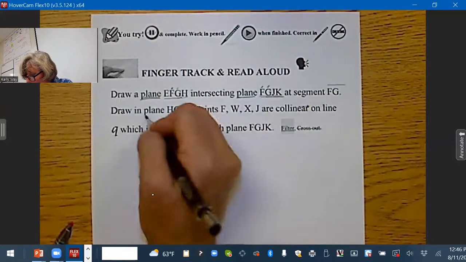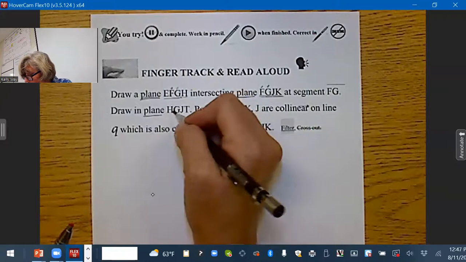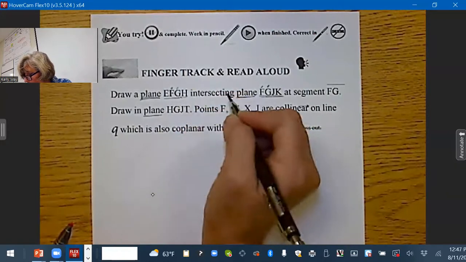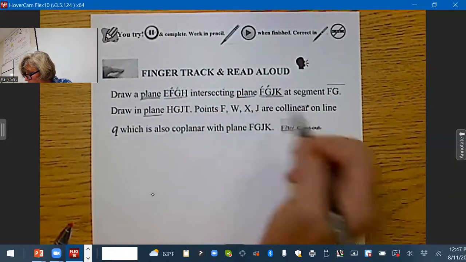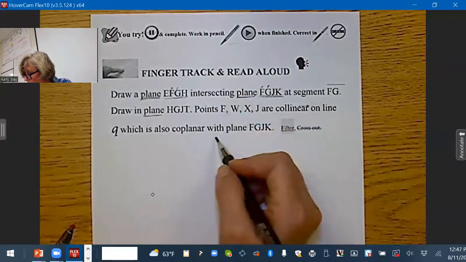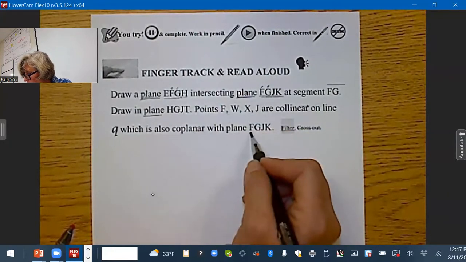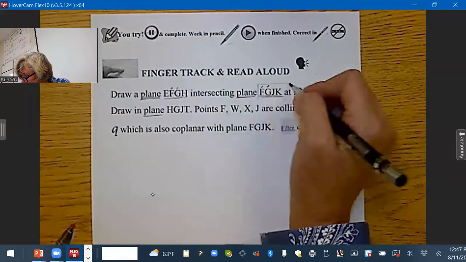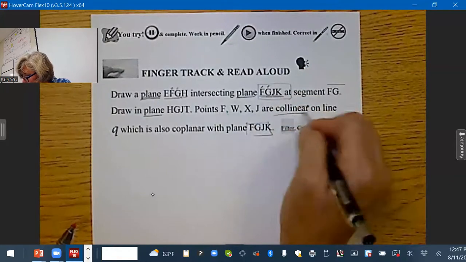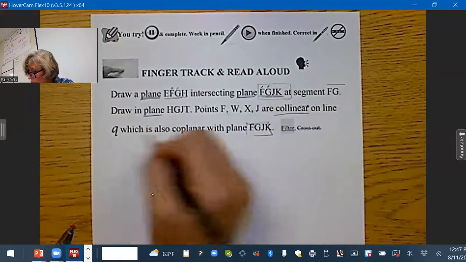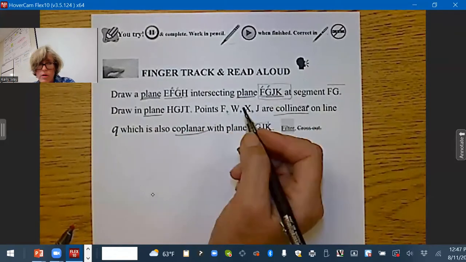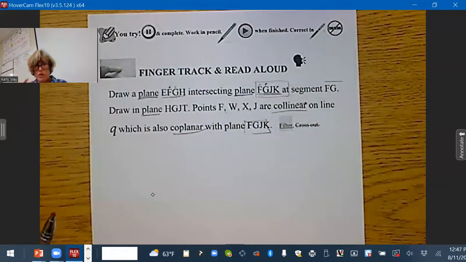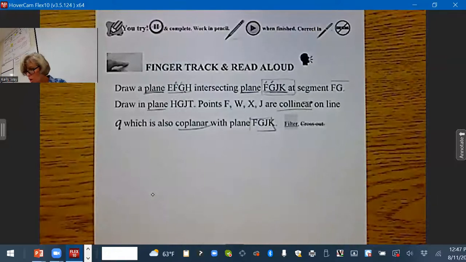Draw in plane. There's another plane, HGJT. Points FWXJ are all collinear on a line Q, which is coplanar with the plane. Same plane as this, right there. They're collinear on line Q, which is also coplanar. That's pass number 2, filtering. Draw, label, list, cross out.